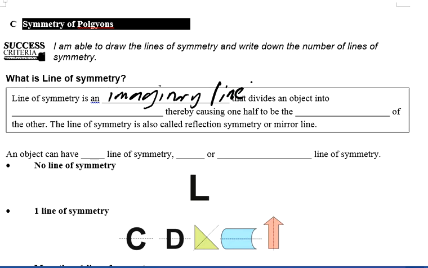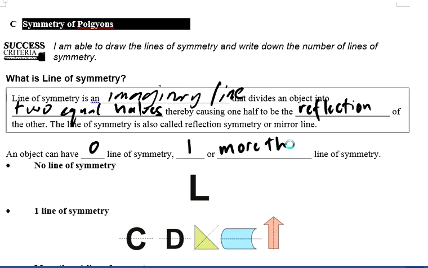that divides an object into two equal halves, thereby causing one half to be the reflection of the other. The line of symmetry is also called reflection symmetry or mirror line. An object can have zero line of symmetry, one or more than one line of symmetry.